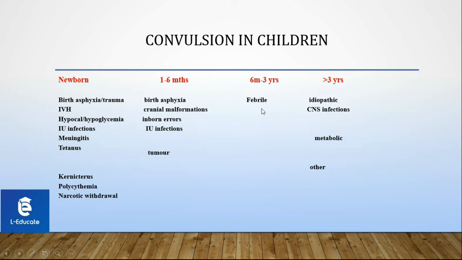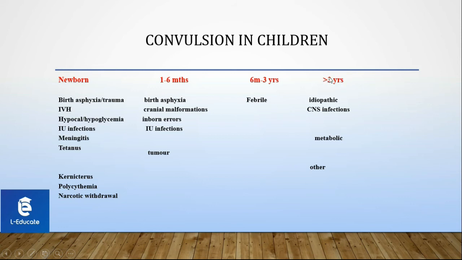Now, after the age of 6 months to 3 years, the majority of convulsion in this age group is as a result of fever. We call it febrile convulsion. When a child's temperature begins to rise, and it rises to a certain level, they will just begin to throw fits. They will begin to convulse. And as soon as you bring the temperature down, that is the end of it.